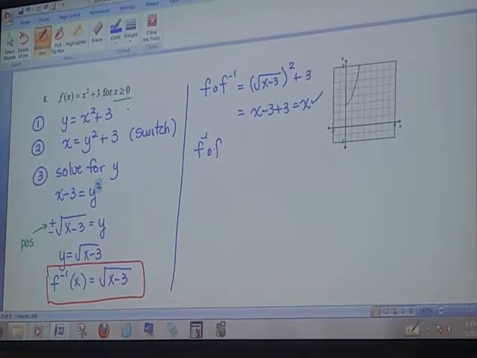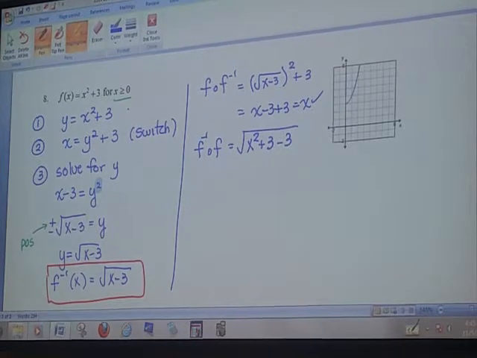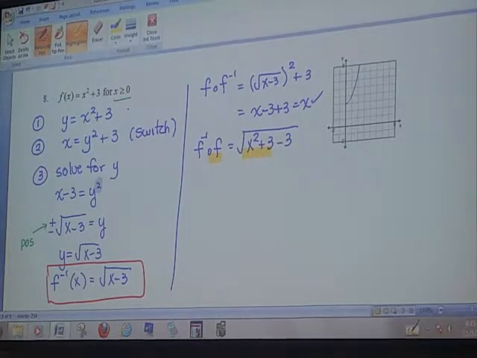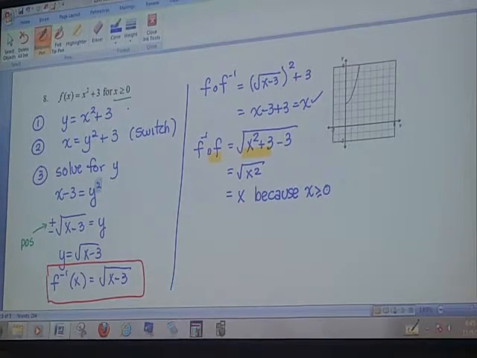F inverse composition f. So I put the square into here. So now I'm going to put under here instead of x, x squared plus 3. This is f. So that will give me the square root of x squared, which is x, because x is positive or 0. Okay? So they both work. So that means, yes, that's a function.